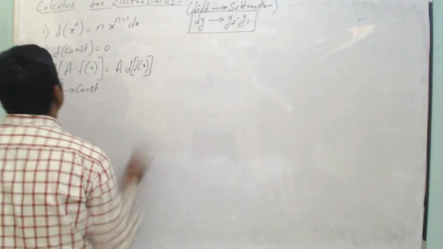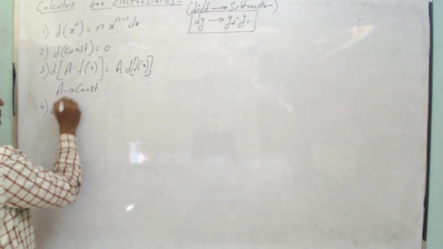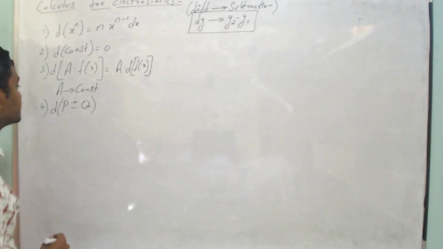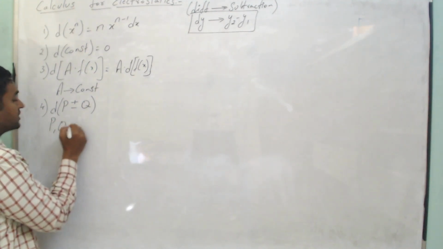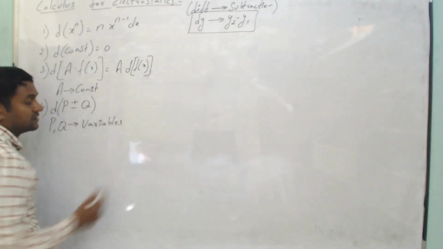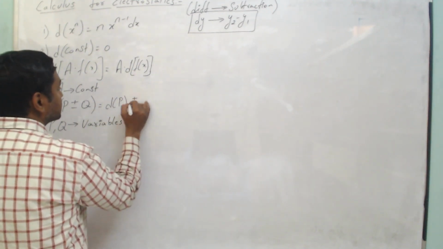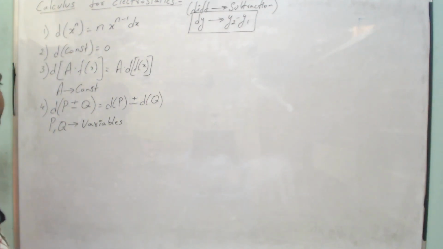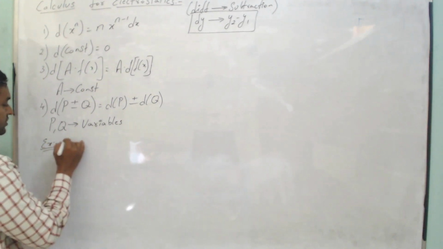Yes, sir. Then another thing that we saw is that if we have two different functions p and q that are added or subtracted, we can say they are variables or they are functions. We will write it as the differential of p plus or minus q. So we can differentiate each individually, right? Yes, sir. So let us just do a few examples to make sure that we are clear.